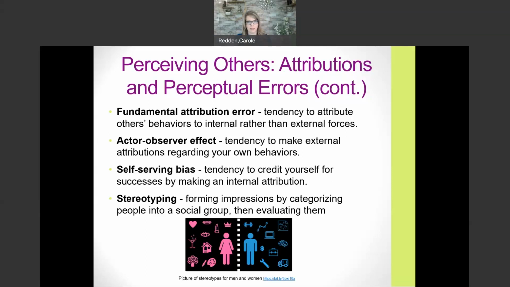So again, it's our way of thinking of something. If I decide you've done something bad because you're a bad person, that's a fundamental attribution error. If I say, yeah, but I'm not the bad person here, I was just in a situation, then it's an actor observer effect. We also have something called a self-serving bias, which is similar to that.